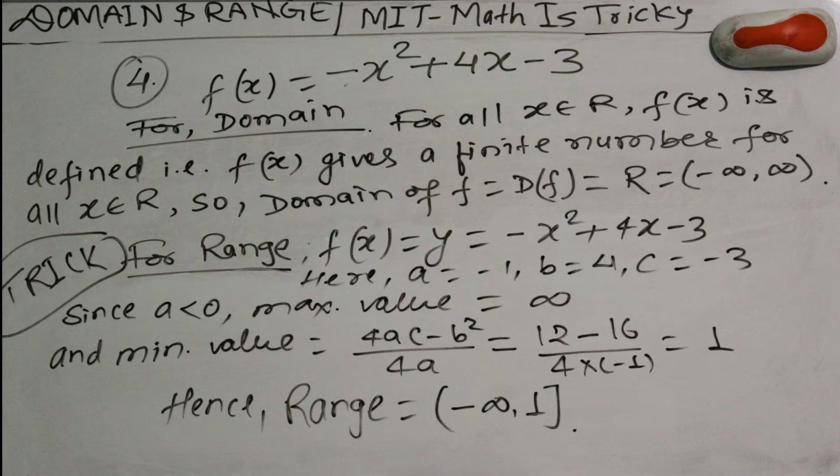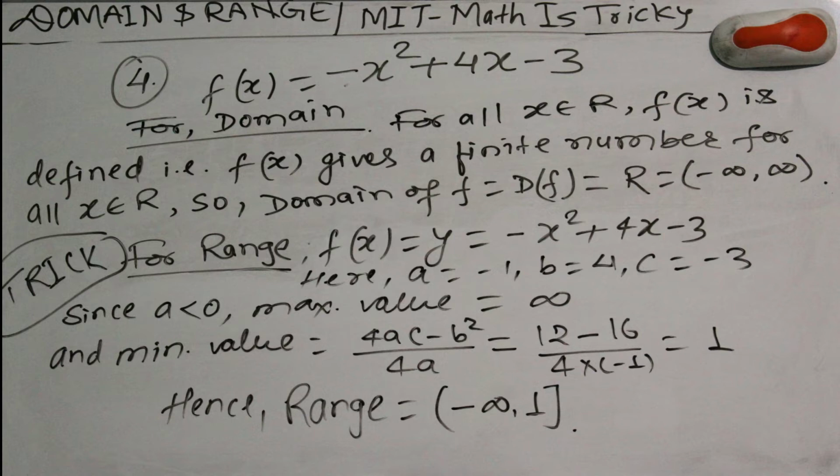To find the maximum value, we can use the previous formula, (4ac minus b square) by 4a. So 4a is minus 1, minus 4 into minus 3 is 12, minus b square is 4 square, 16. 12 minus 16 is minus 4, divided by 4a, which is minus 4, gives 1. Again we have the maximum value 1. So (4ac minus b square) by 4a in this case will give the maximum value.